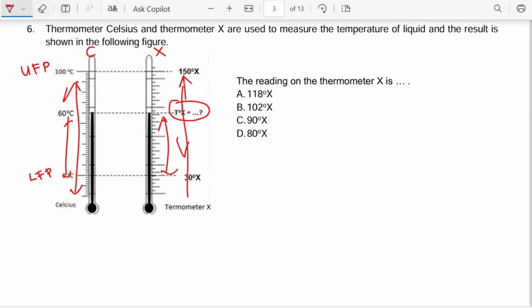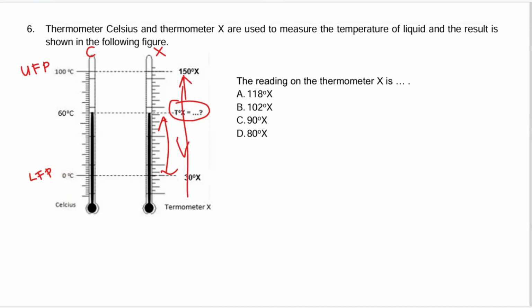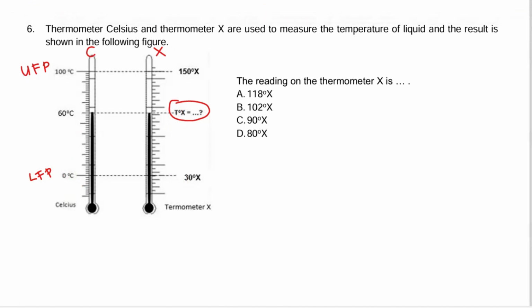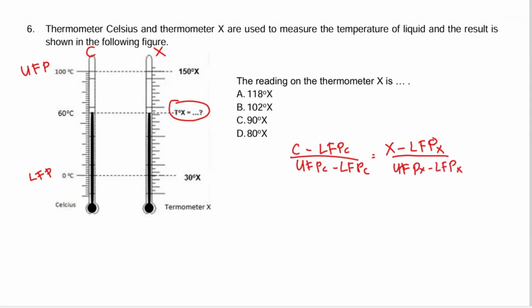Okay, but in mathematics, we can write it as: the temperature shown by C minus the lower fixed point of C, over the upper fixed point of C minus the lower fixed point of C, equals the temperature shown by thermometer X minus LFP of X, over UFP, or upper fixed point of X, minus the lower fixed point of X. So now we put the numbers here.